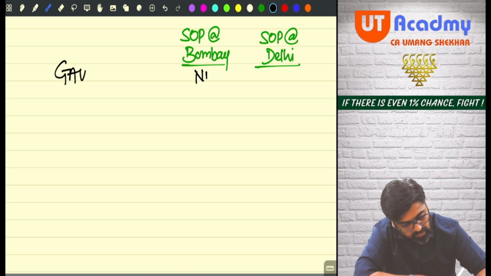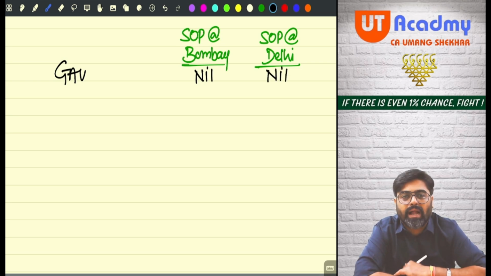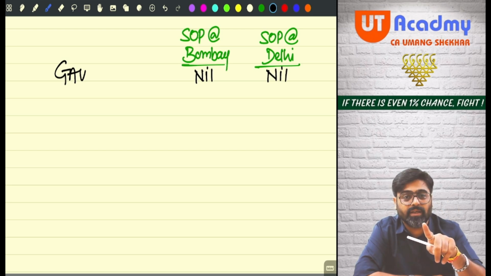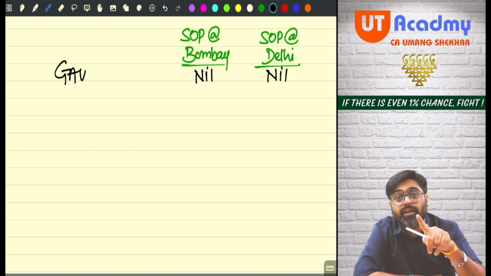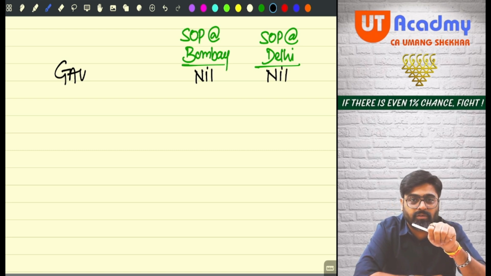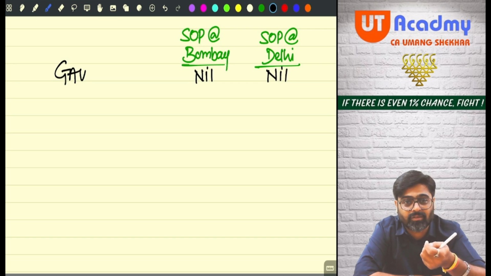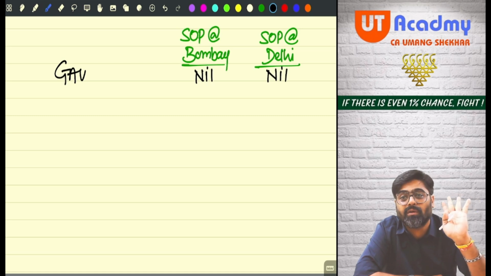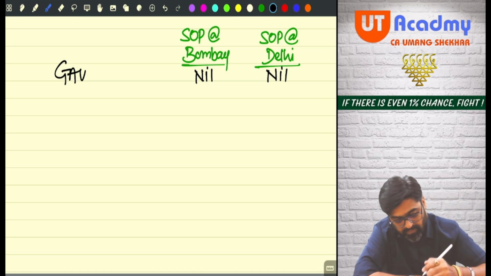So I will take GAV. For this property also I will take nil. For this property also I will take nil. And you will have to write down a note that the annual value of any two SOPs at the option of the assessee is exempt under section 23(2). Hence, the GAV of both the properties belonging to Manas has been taken as nil. Yes or no? Can you write down such type of note?